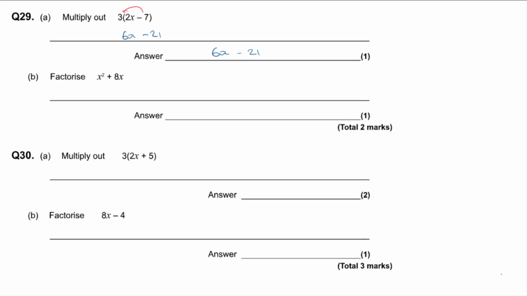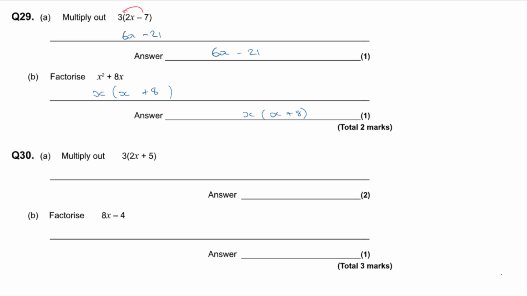Factorize x squared plus 8x. Okay, so we've got two terms here. They've both got an x in them. So if I take x outside and put it on the outside of the brackets like that, and I think, well, what times x is x squared? Must be x. And what times x is 8x? Must be 8. So the factorized form is going to be x lots of x plus 8.